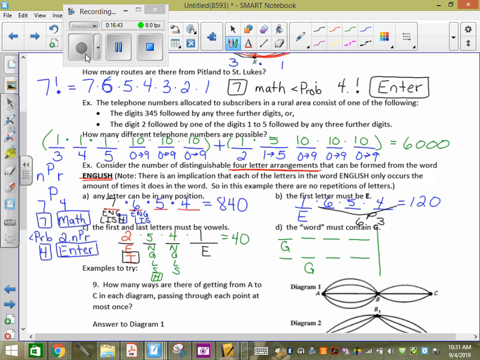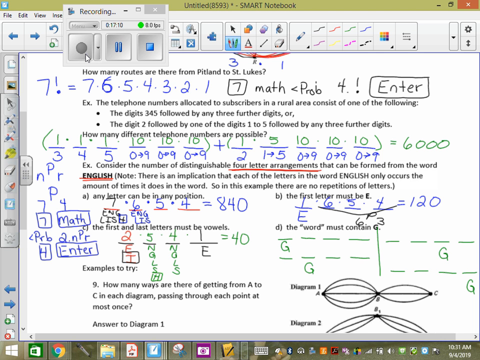Or where else could the G be? Right. So I have to do all the cases where the G could be in the first blank and it would make a different word, right? Or the G would be in the second blank and it would make different words. Or the G would be in the third blank, or the fourth blank. Because it says it has to contain a G. It doesn't say where the G needs to be.